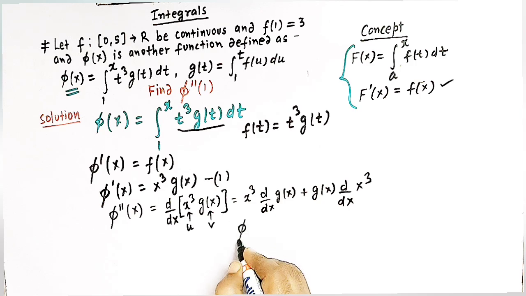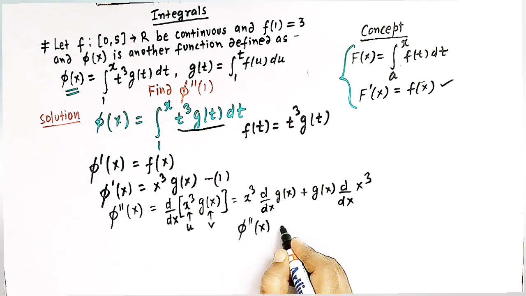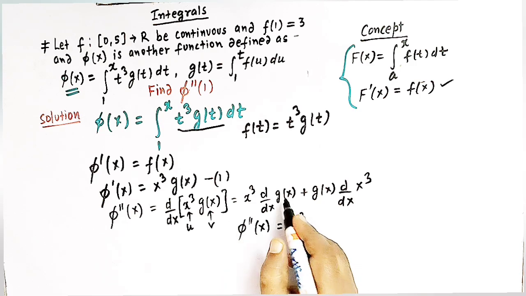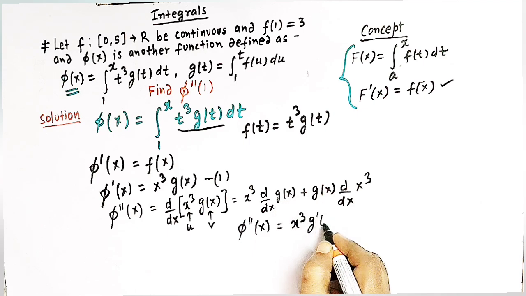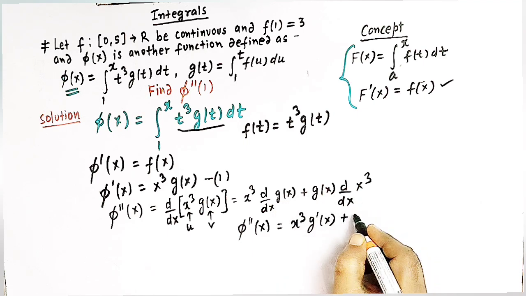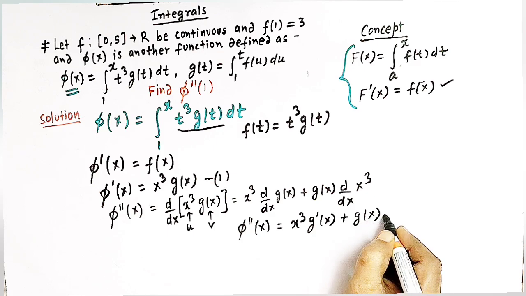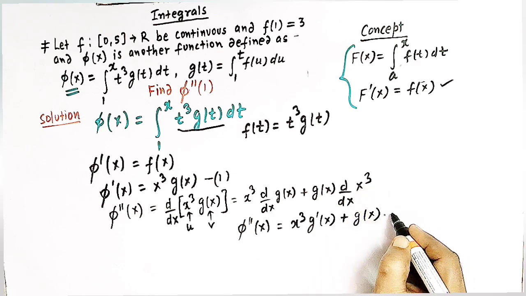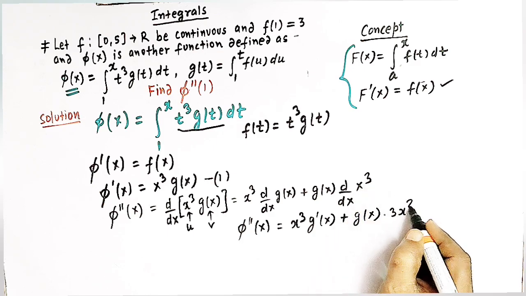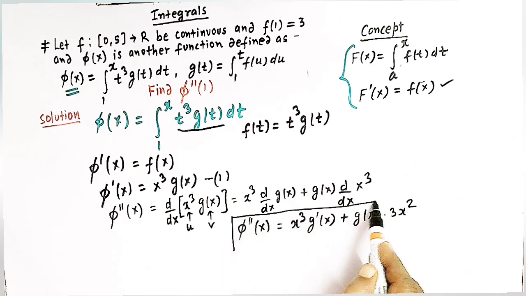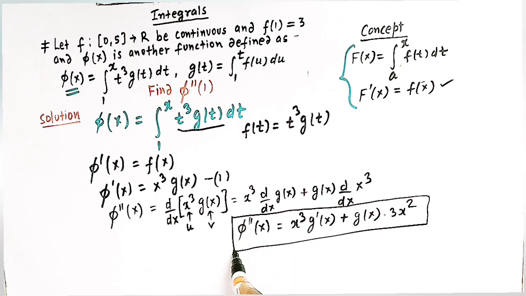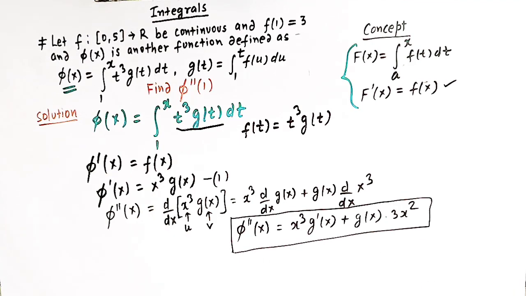So phi double prime of x is now x cube, and the derivative of g of x can be written as g prime of x, and here we have g of x, and the derivative of x cube is 3x square, right? So now we have obtained the expression for the second derivative of phi of x.